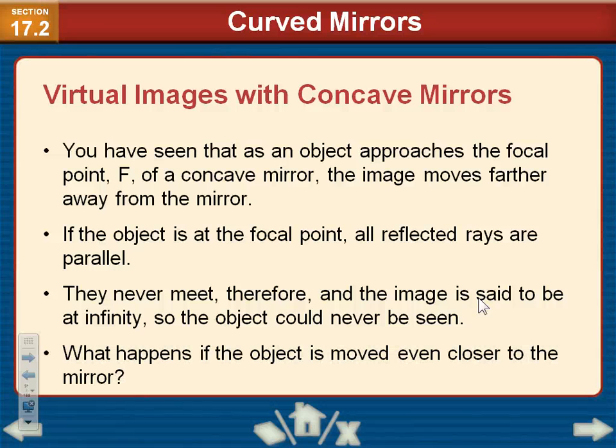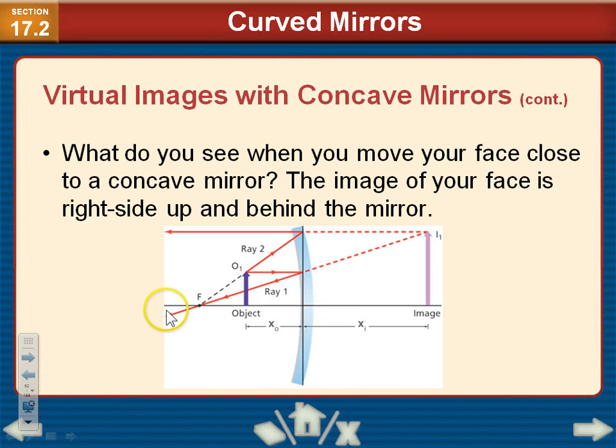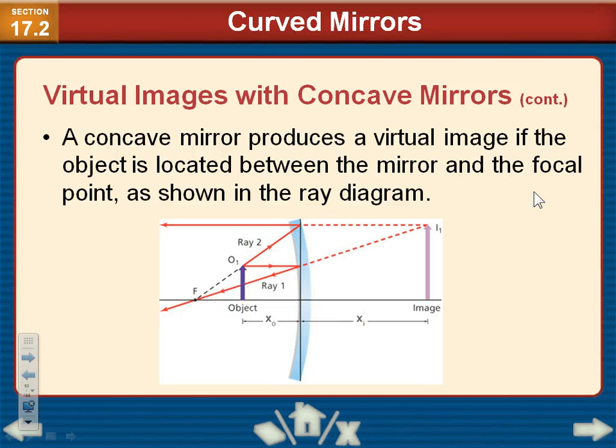What happens if the object is moved even closer to the mirror? If you get in front of the focal point, what do you see? You're actually going to see an image that forms on the opposite side of the mirror, and it's going to be larger. A makeup mirror does this: you hold it real close to your face, and it magnifies whatever you're looking at. Since the image is behind the mirror, we say that this image is a virtual image. There's no way you could actually put that on a piece of paper.